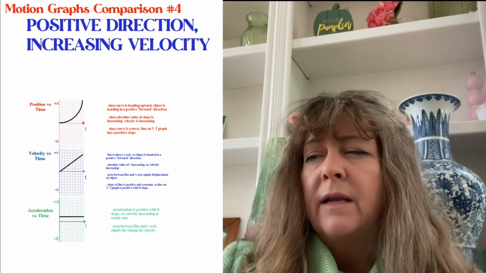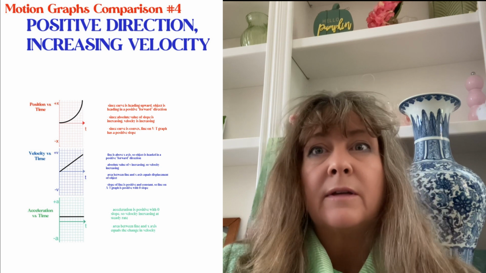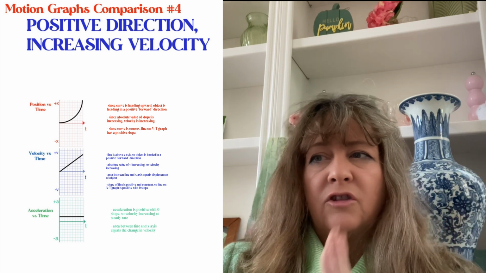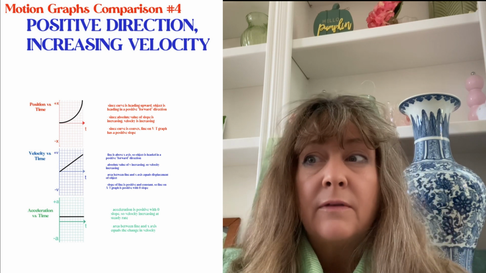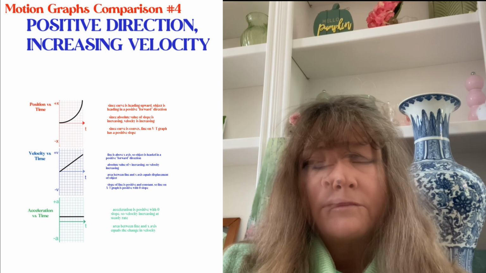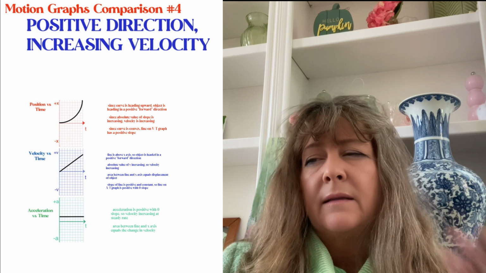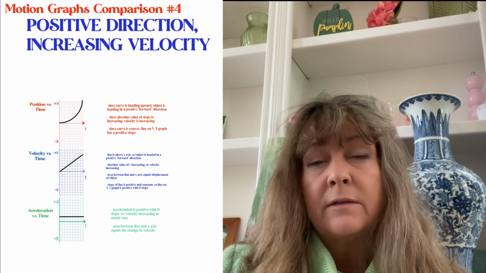The area between the line and the x-axis equals the displacement of the object, and you need to do a little geometry there, right, of the triangle. Then the slope of the line is positive and constant here on this second graph. It's a straight line. That means that the acceleration graph is going to be positive with a 0 slope.